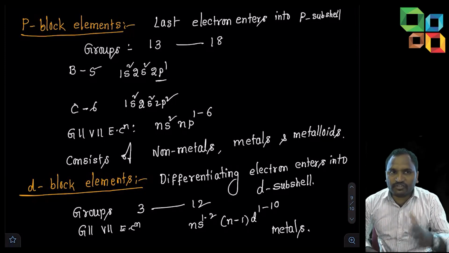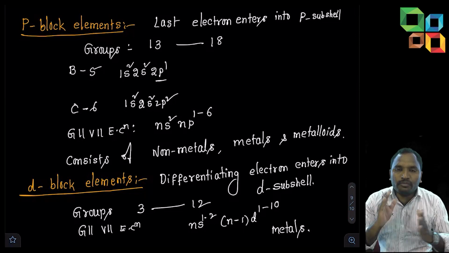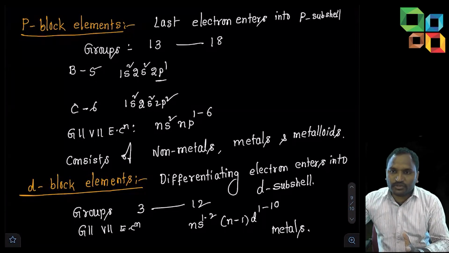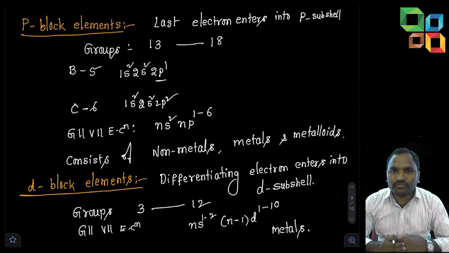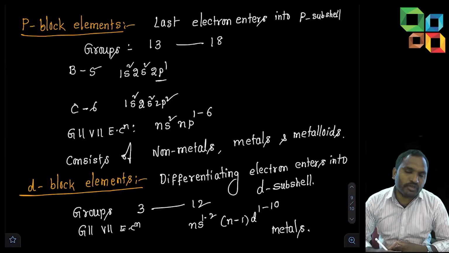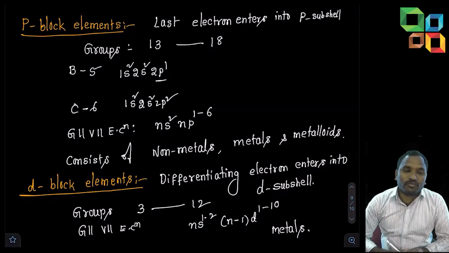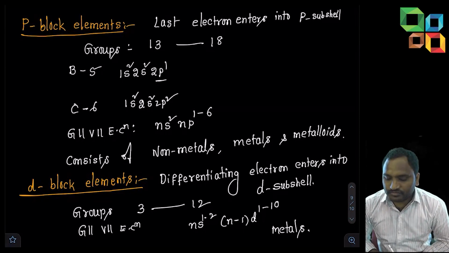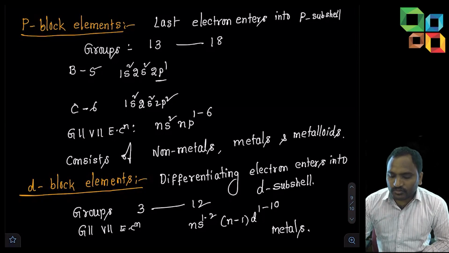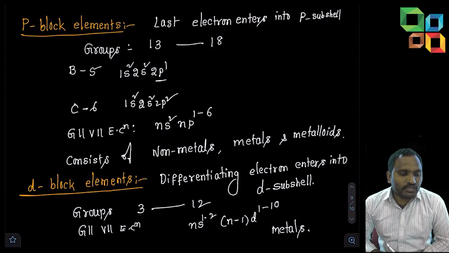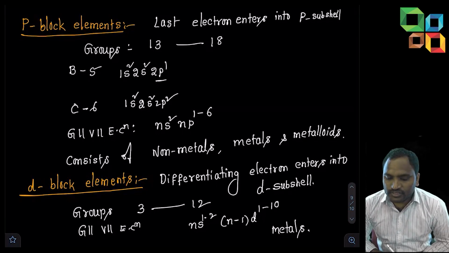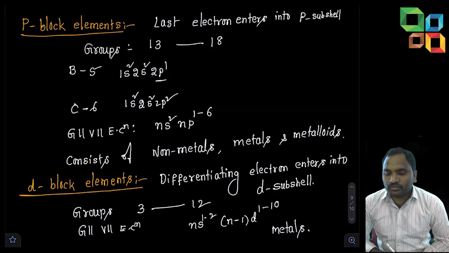S block elements are at the extreme left of the periodic table. P block elements are at the extreme right. D block is in between S and P. F block elements are present at the bottom of the periodic table, already discussed under the inner transition elements. This is about classification of elements into blocks.